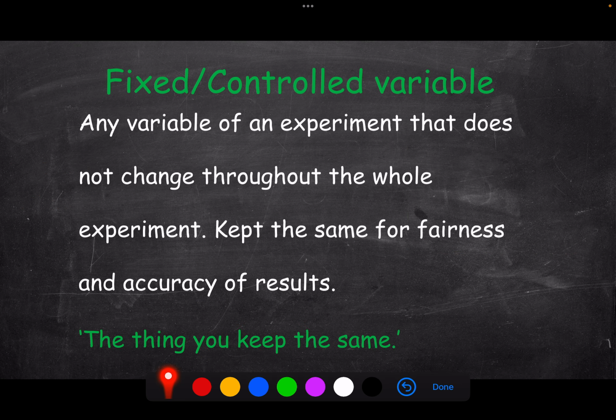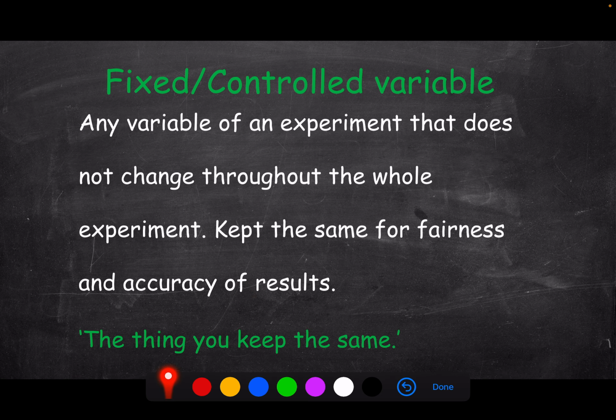Next up is our fixed or our controlled variable, and this one is very simple. It's the variable of an experiment that does not change. So it does not change throughout the whole experiment and is kept the same for the sake of fairness and accuracy of results.